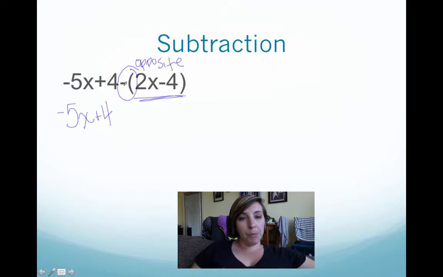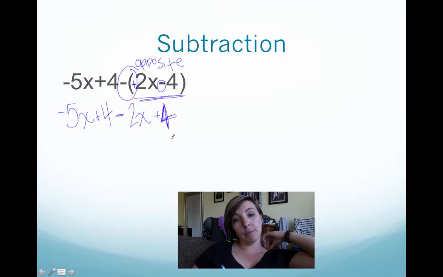Now we get to the opposite. So this is a plus 2x. This is a hidden plus 2x. The opposite of a positive 2x is a minus 2x, a negative 2x. And then this is a minus 4. That becomes a plus 4. So because this was originally positive and we're doing the opposite, it becomes negative 2x, and that becomes, instead of minus 4, plus 4. So our new expression is negative 5x plus 4 minus 2x plus 4.